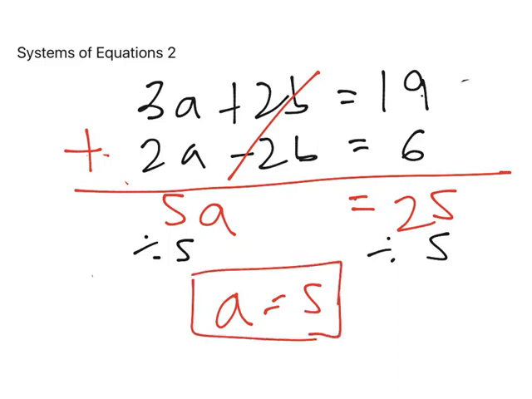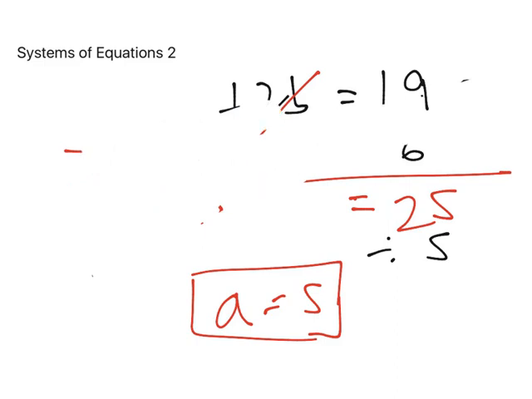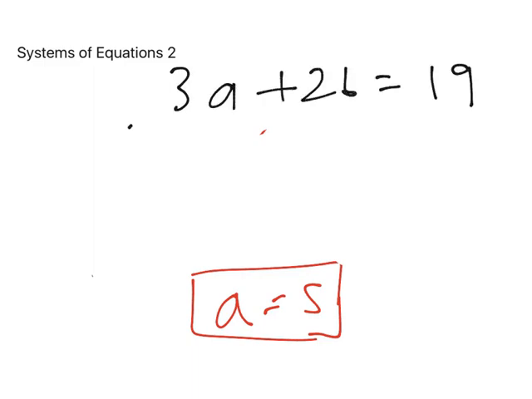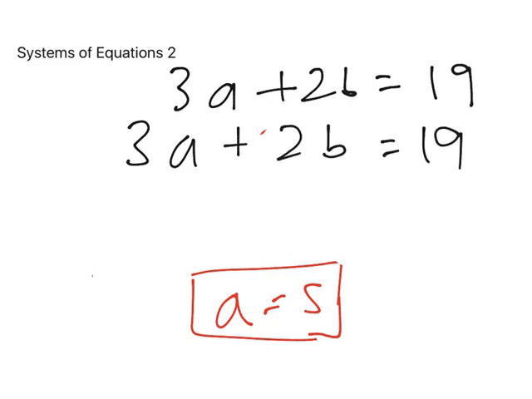Go back to one of these equations. Let's go back to the first one, because it's all positive. 3a plus 2b equals 19. I'm going to write the equation again. A is 5, so I can erase a and put down 5. Now I can solve this.